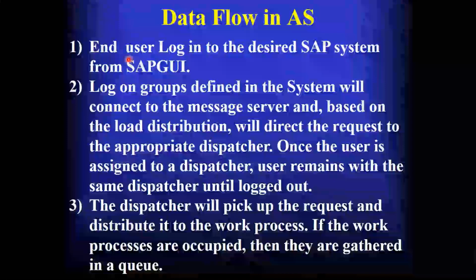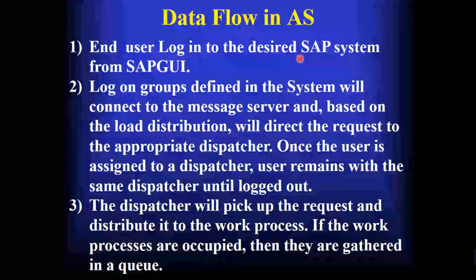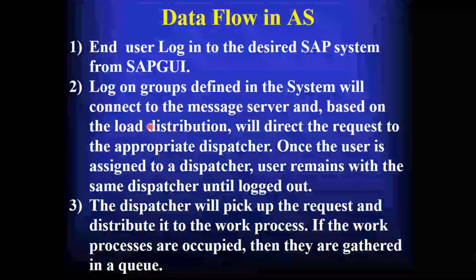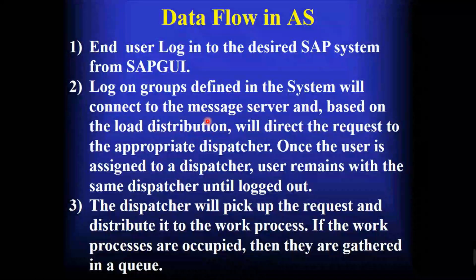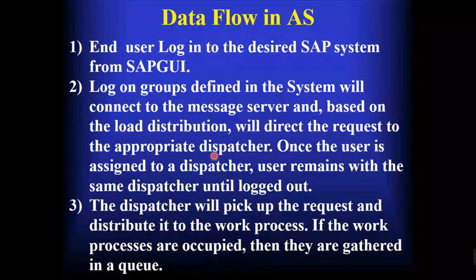First, the end user logs into the desired SAP system. It can be the development system, maybe the quality system, or maybe the production system. They log in through SAP GUI. Then what will happen? Logon groups defined in the system will connect to the message server, and based on the load distribution, it will direct the request to the appropriate dispatcher. It can be background, enqueue, spool, whatever work process it is, accordingly it will be decided.